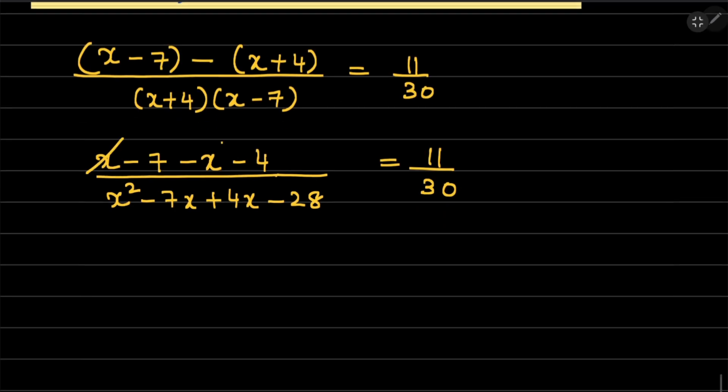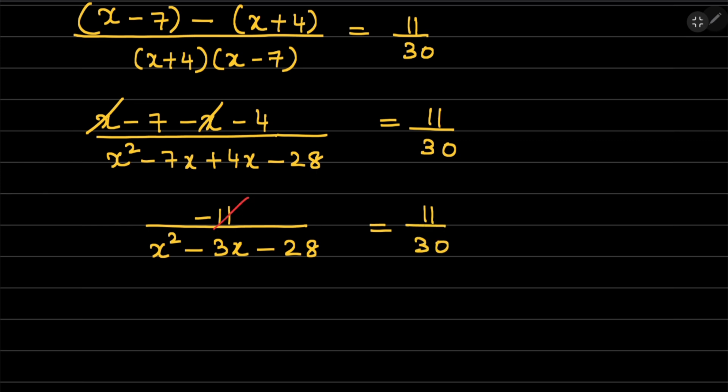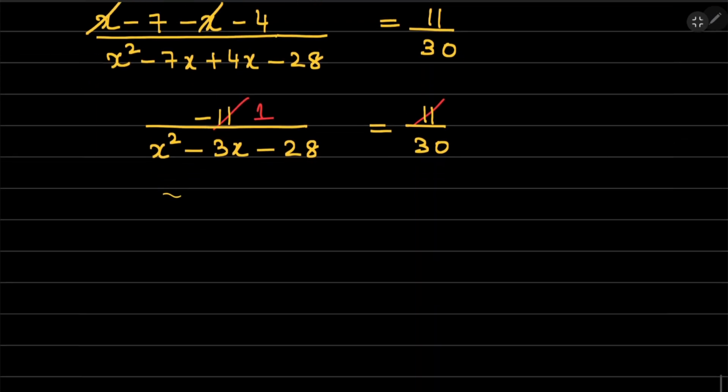So plus x minus x gets cancelled. Minus 7 minus 4 is minus 11. Minus 11 whole divided by x square minus 3x minus 28 is equal to 11 by 30. Now 11 on either side can get cancelled. This will become just 1. And then we can cross multiply. So when you cross multiply, you will have x square minus 3x minus 28 is equal to minus 30.